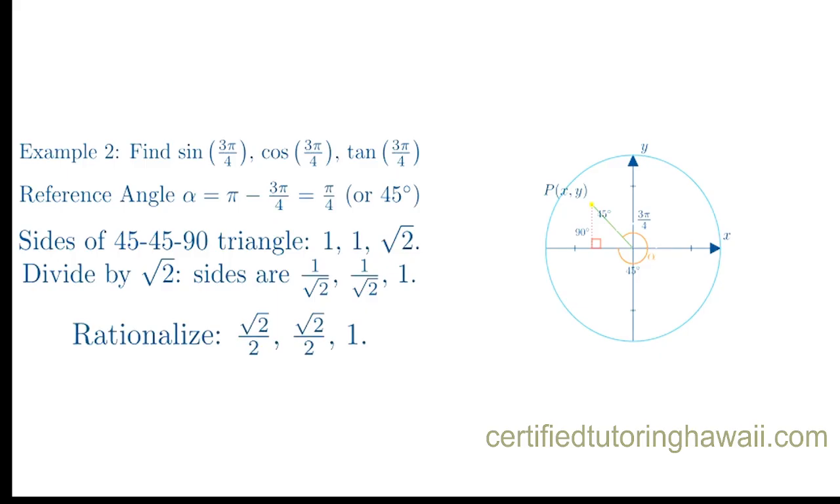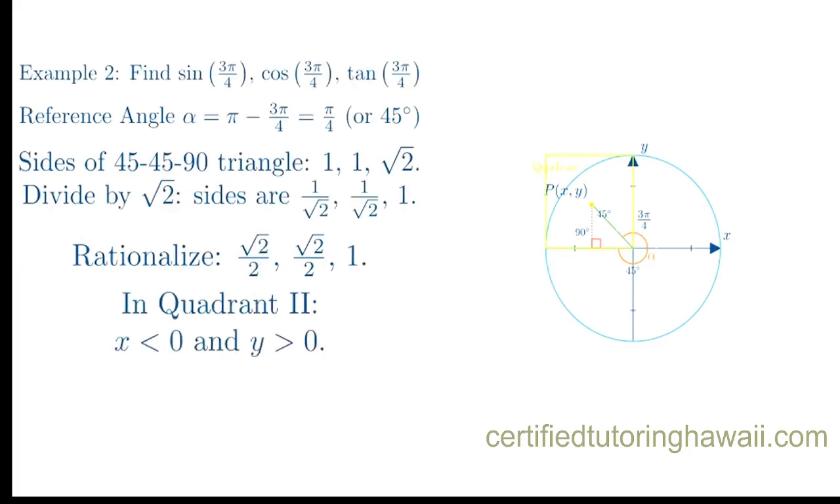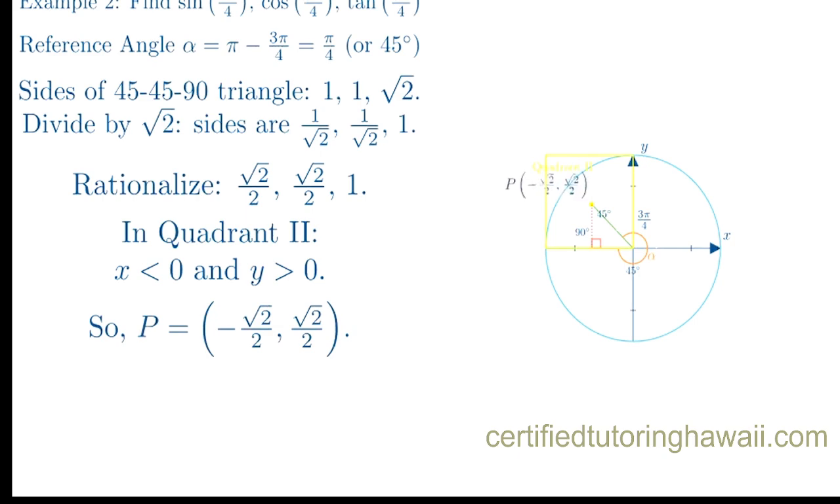Now here's the critical step. We're in the second quadrant. The x values in the second quadrant are negative, while the y values are positive. This means the x-coordinate of our point P must be negative. So P is negative square root of 2 over 2, positive square root of 2 over 2.